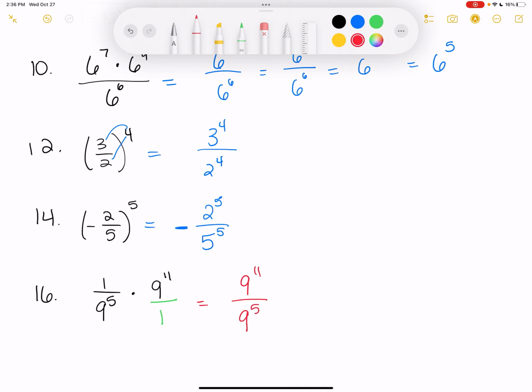And then what would I need to do? Okay, subtract them. So 9 to the 11 minus 5, which is 9 to the 6th. How'd you get 11? That's what I started with.